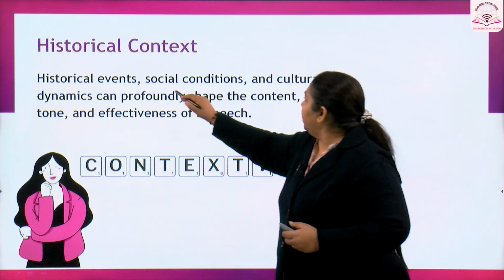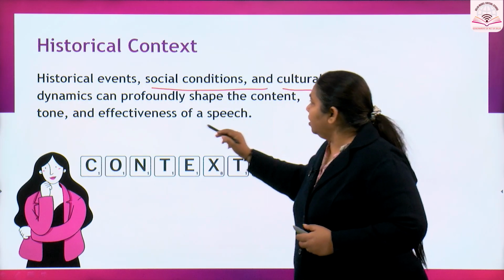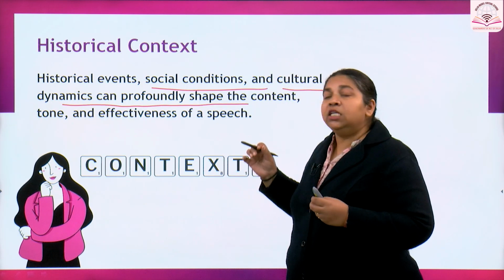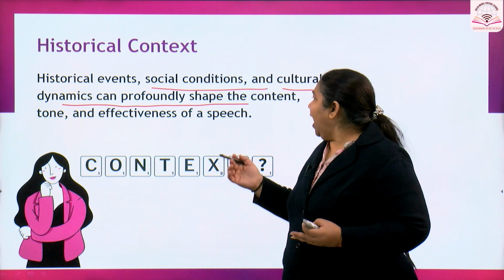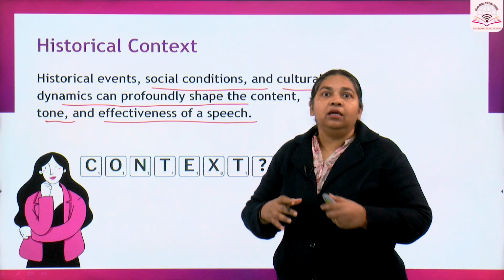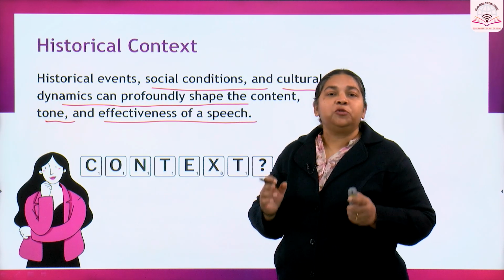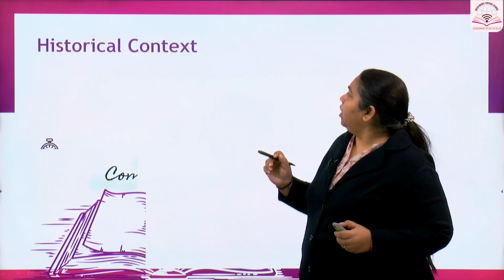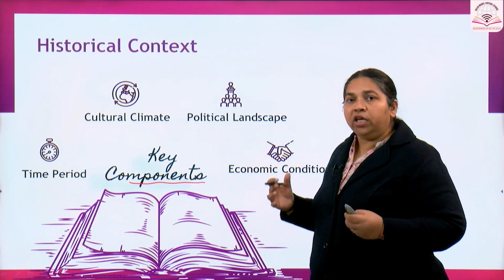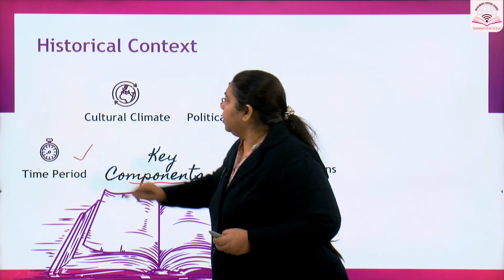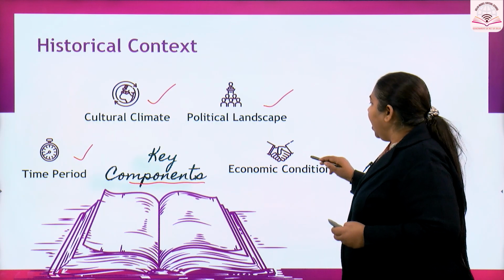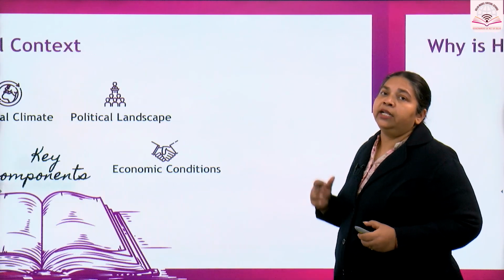And these conditions, social, cultural dynamics, can profoundly shape the content of the speech and the tone and effectiveness. Everything is impacted by the historical context when the speech was delivered. Now, we'll talk about the key components of historical context. First is time period, then cultural climate, political landscape and economic conditions of that time.